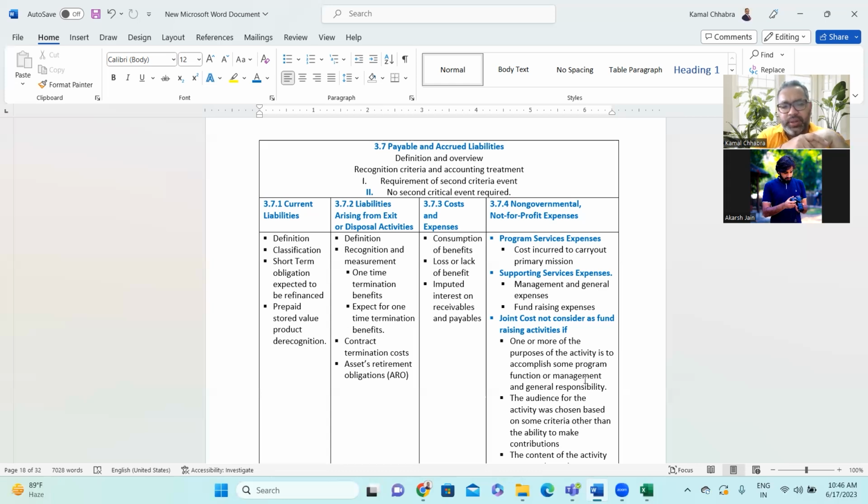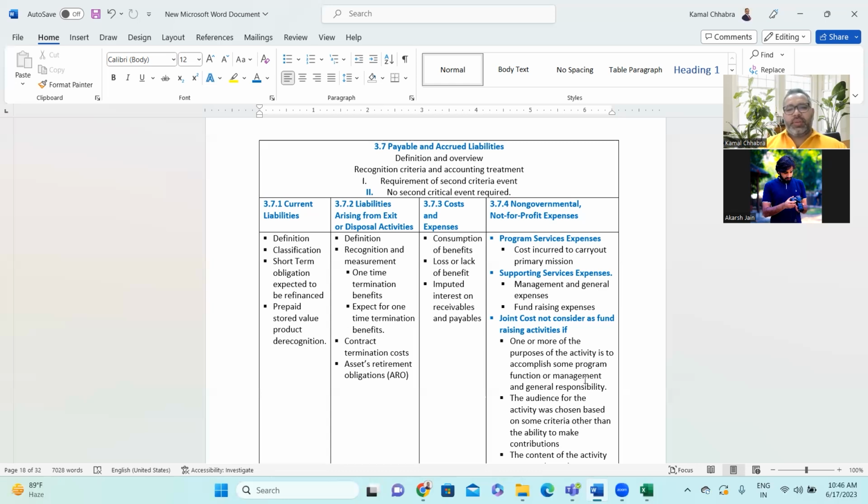And the last one, we'll be understanding prepaid stored value product derecognition, like vouchers, loyalty reward points, and the breakage concept, which we have discussed earlier in ASC 606, if you remember. So we'll be discussing that again over here, and how that needs to be disclosed under the current liability and what amount specifically we should be disclosing in the current liability.